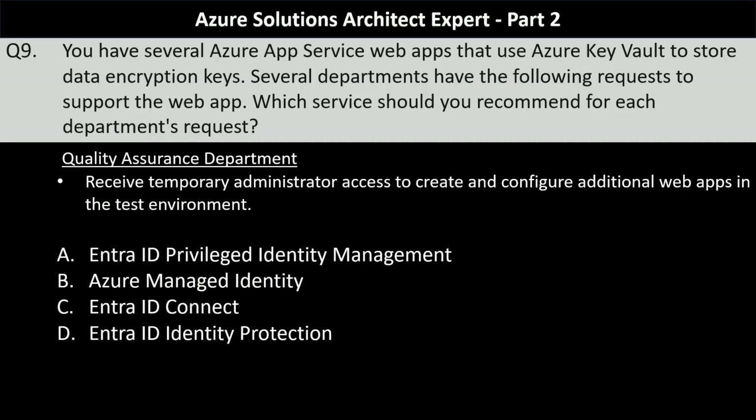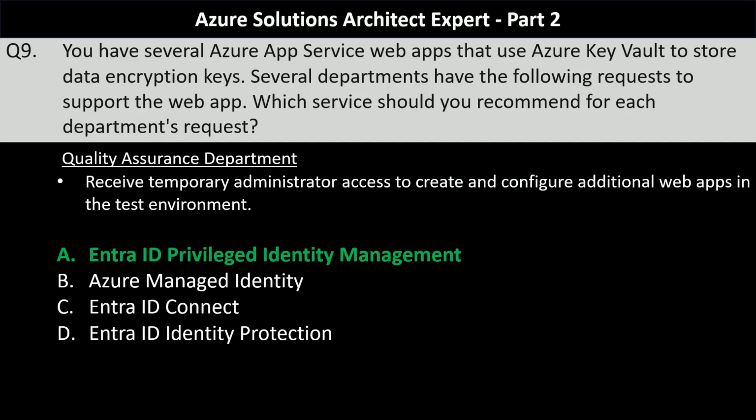And folks, the correct answer here would be option A, Entra ID Privileged Identity Management. Also called Entra PIM, it allows you to manage, control, and monitor access within Entra ID, including providing just-in-time privileged access to Azure resources with temporary elevation for specific roles like administrator. This fits the requirement for temporary access.